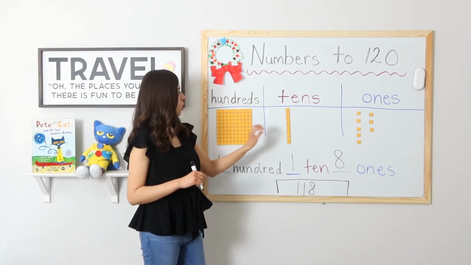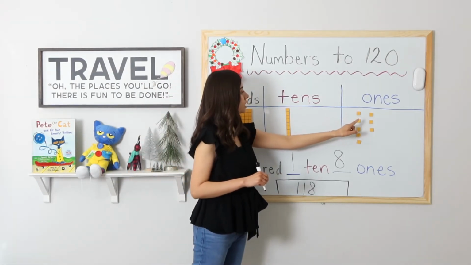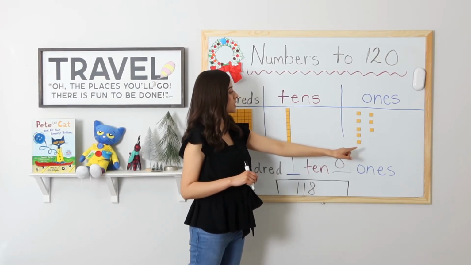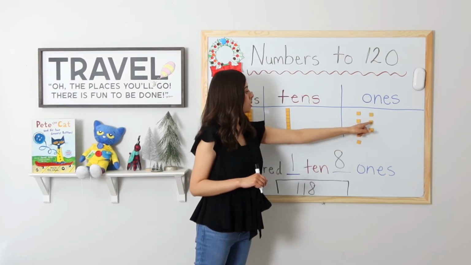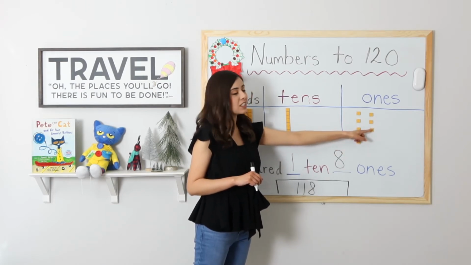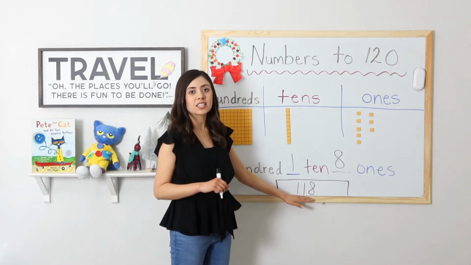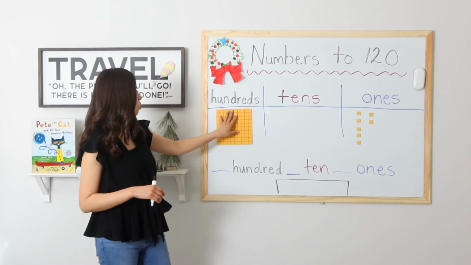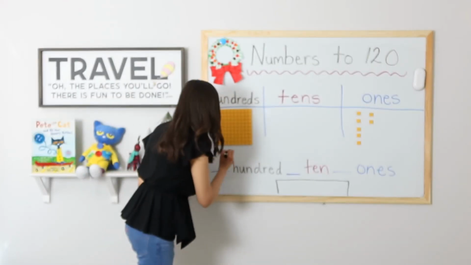100, 110, 111, 112, 113, 114, 115, 116, 117, 118. Correct. I did count 118. Very good. Next example. I have 100s flat, so I will label 100.